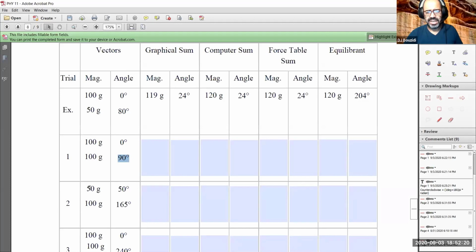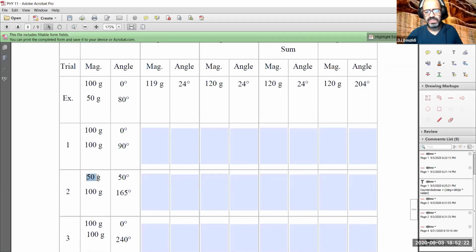The second trial, you're going to do 50 grams with 50 degrees. So now 50 grams is not sitting on the x-axis, but it's making 50 degrees with the x-axis. But it's only 50 grams. In my scale, it's going to be 5 centimeters. And then 100 grams, on my scale, is going to be 10 centimeters. I have 165 degrees, more than 90, but less than 180. So draw the other vector, and then connect the two. Use the ruler to find how much the sum is. Use a protractor to find the direction of the sum.